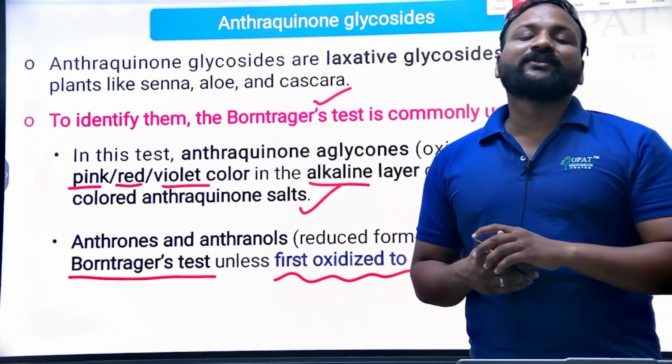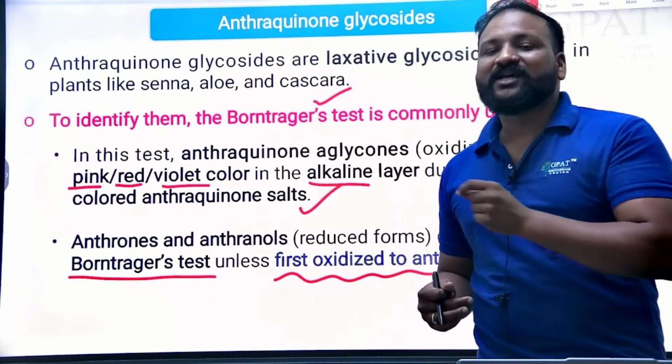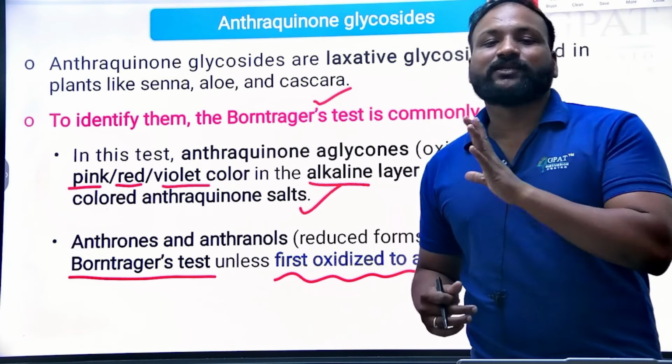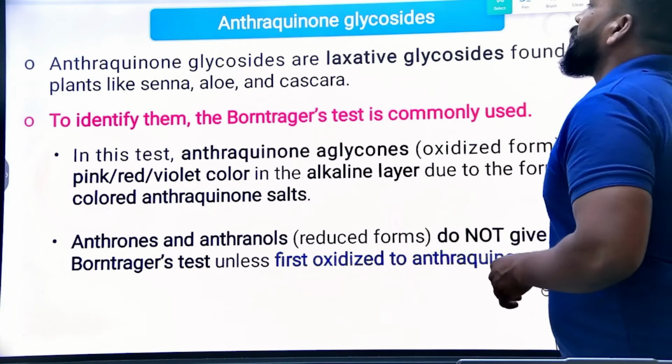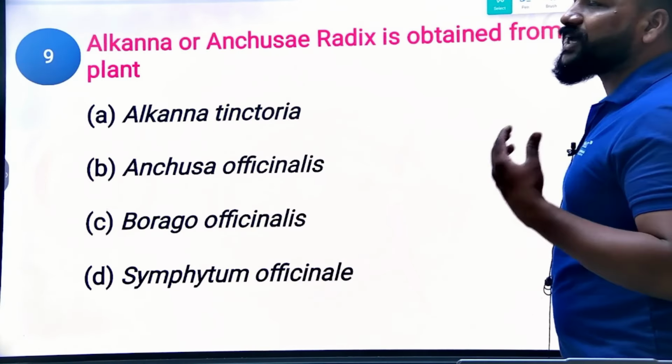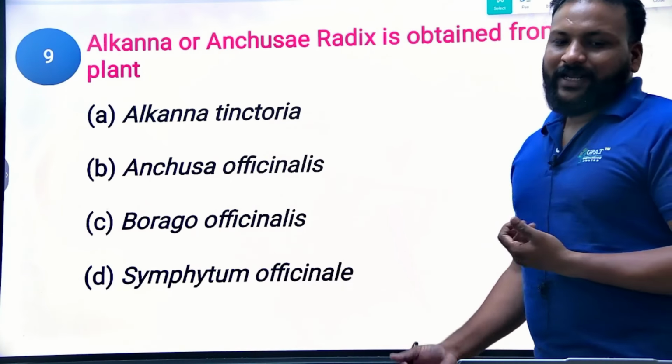But you need to remember that no anthraquinone glycoside gives a positive result for the Borntrager test unless it is oxidized. So try to remember that only oxidized forms of anthraquinone glycosides can give a positive result for the Borntrager test. Next question.